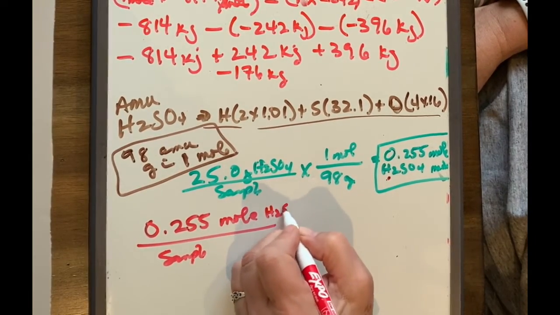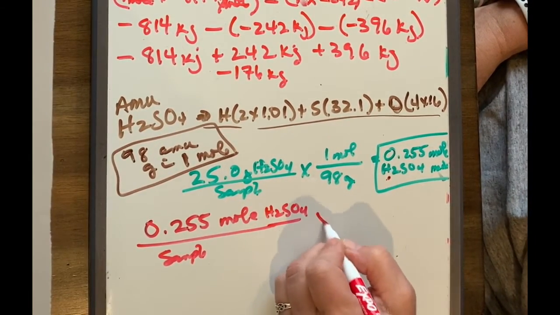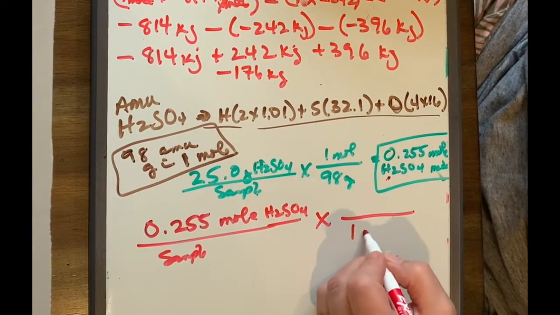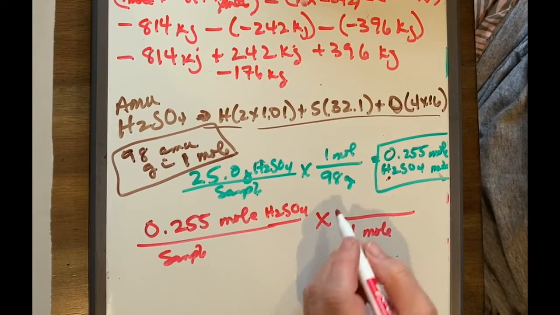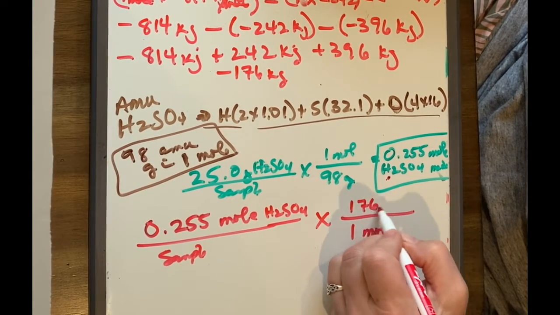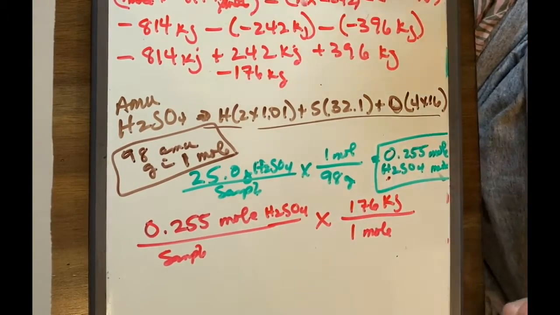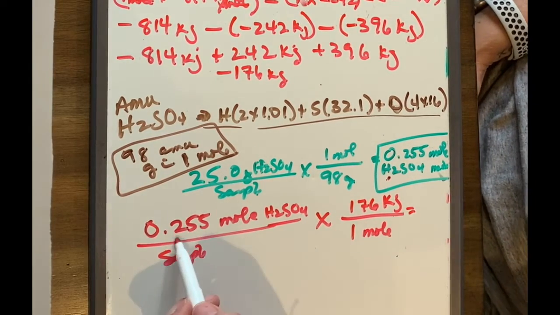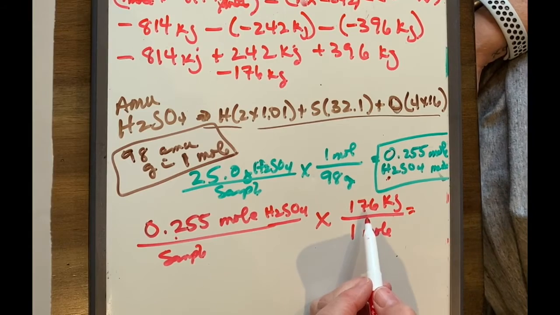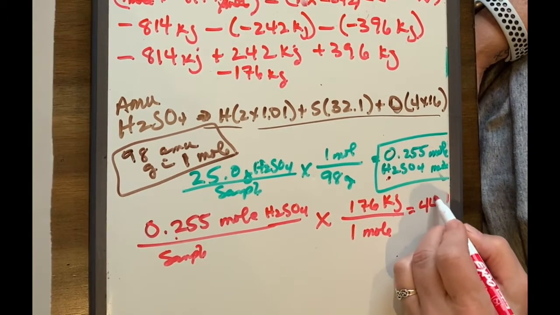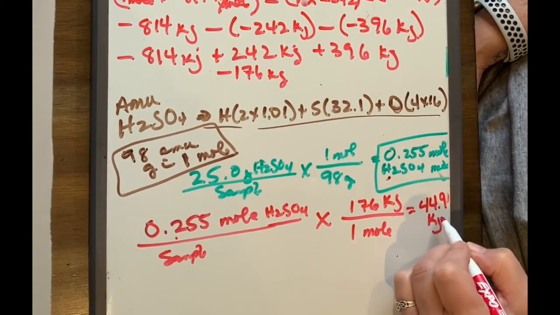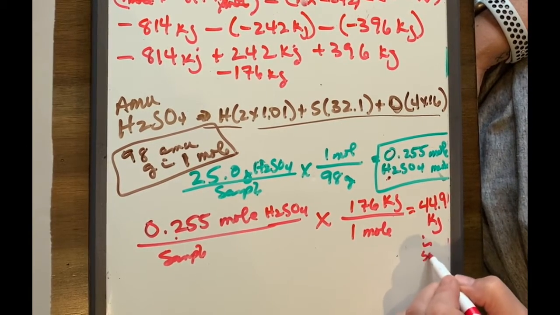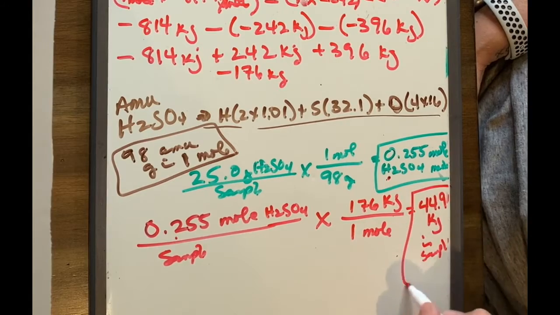So H2SO4. All right, and we're going to get out of our moles, so we want to put the moles on the bottom. 1 mole of H2SO4 made that much energy. Okay, so we just multiply that out. 0.255 times 176, and we get 44.9 kilojoules produced in the sample. All right, that's the answer.